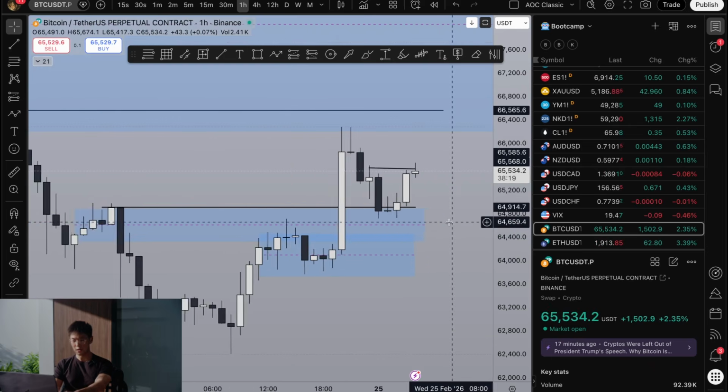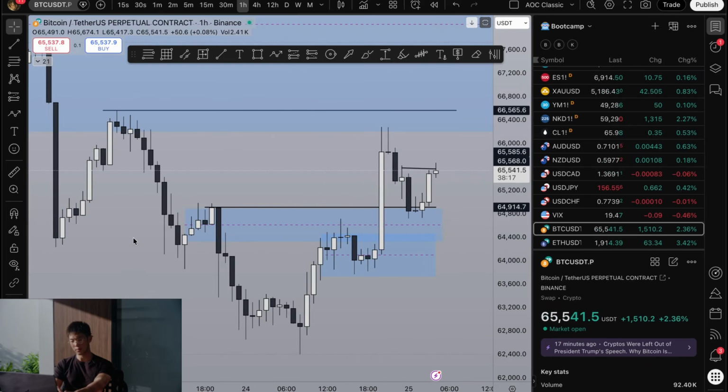Now, in today's case, we can make an argument for both sides of the equation. Essentially, that's another way to say that I'm not too sure. On days like this, I tend to just avoid it, or at the very least, I wait for some sort of a clear sign that price is definitely leaning this way. That's not to say that I definitely know where price is going to go. I just want to wait for a clear sign that price is going to lean towards a certain direction.